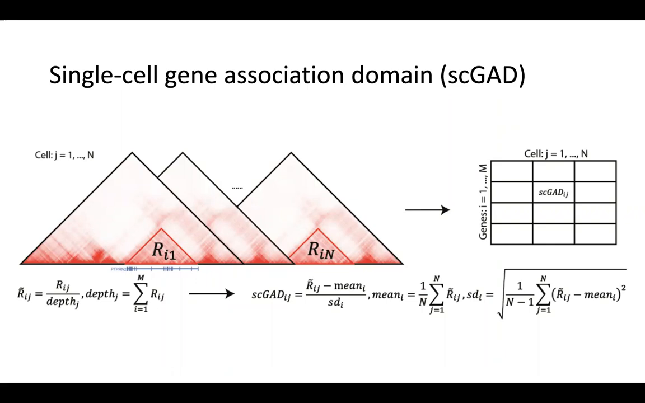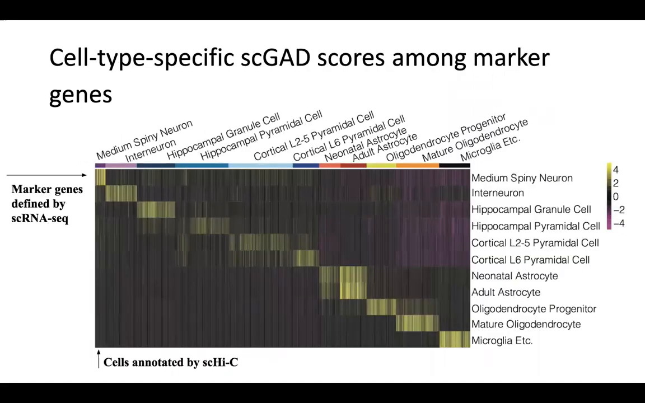The first step is to eliminate the sequencing depth effect. After this, for each gene, we subtract the mean and divide by its standard deviation. This will allow us to remove all the biases, including GC content, mapability, and also other unknown effects. With the method in hand, we can start our data analysis.